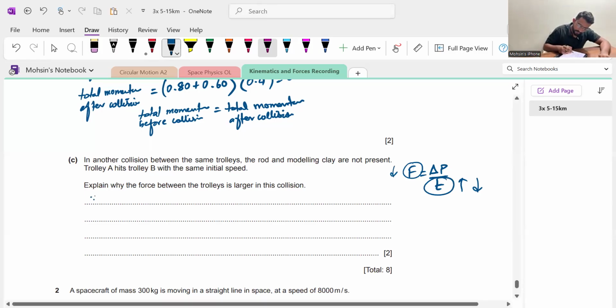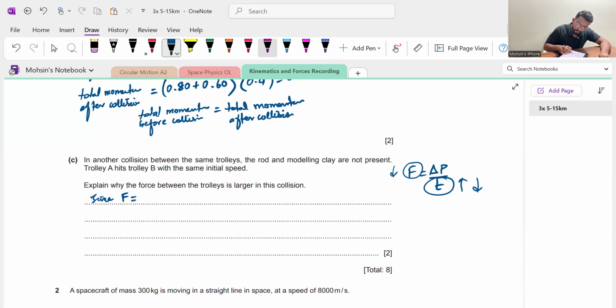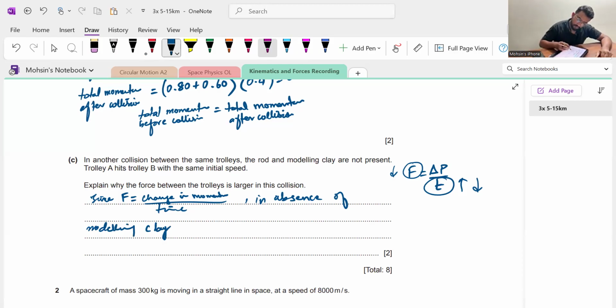So I will write, since force is equal to change in momentum over time, in the absence of modeling clay and rod, the time will decrease.